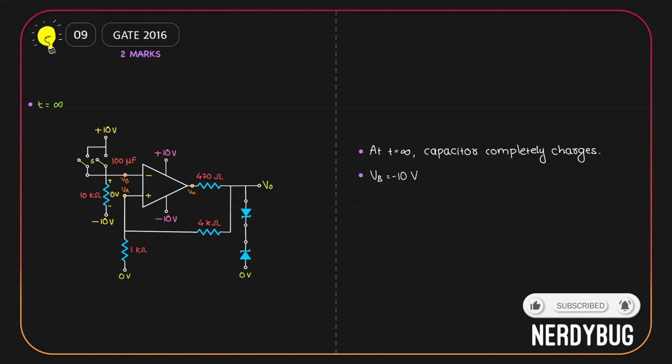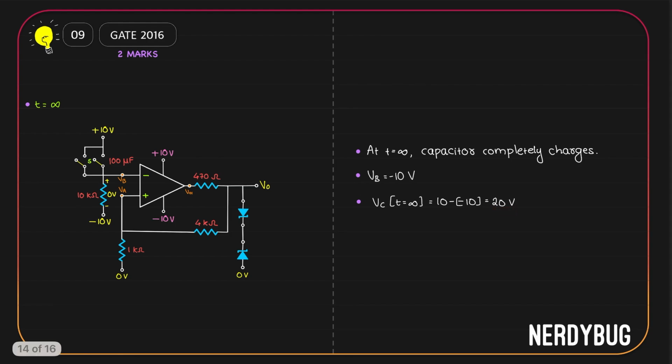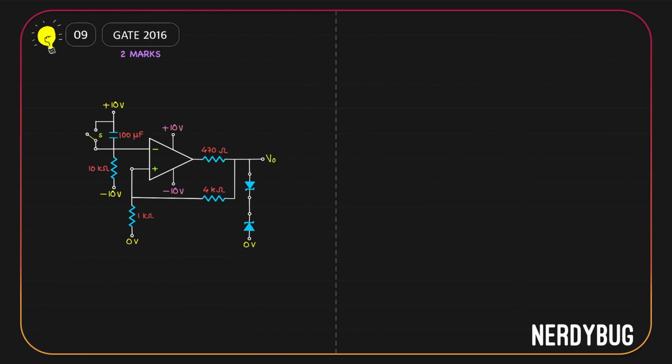So at t equals infinity, the capacitor of 100 microfarad has 10 volt on one end and minus 10 volt on the other end. So the net potential across the capacitance at t equal to infinity is 10 minus minus 10, which is 20 volt. Let us now try to find an expression for the voltage drop across the capacitor as a function of time. We saw that at t equal to 0, the capacitor was modeled as a short circuit, so the potential across it is 0. At t equal to infinity, it has a potential of 20 volt across it. So we can write Vi is 0 volt and Vf is 20 volt.